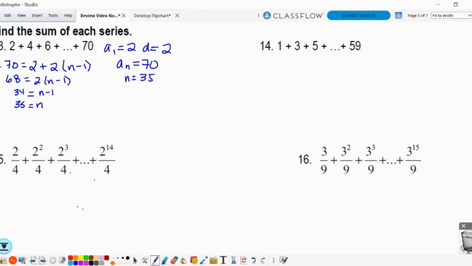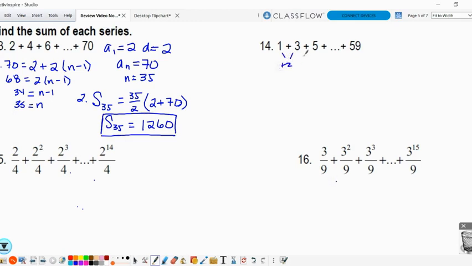Because we know both the first and the last term, we can use the shorter of the two sum formulas for arithmetic series. We'll be finding the sum of the first 35 terms, which is n over 2, 35 over 2, times the sum of the first term plus the last term, which is 70. And we type that into the calculator, and our sum is 1,260.